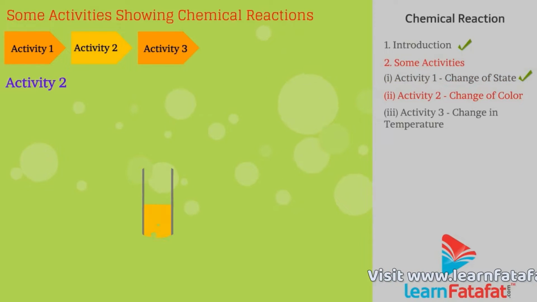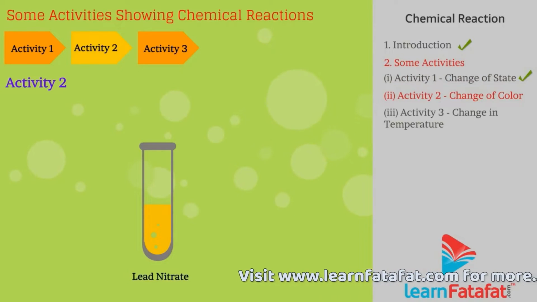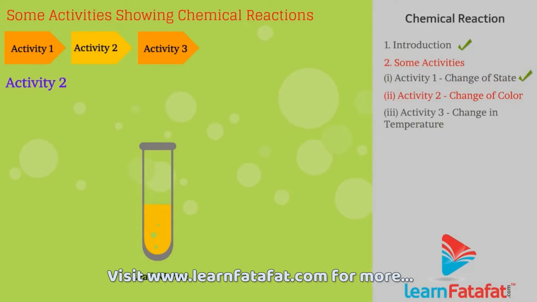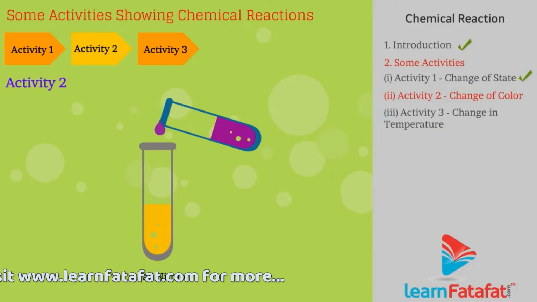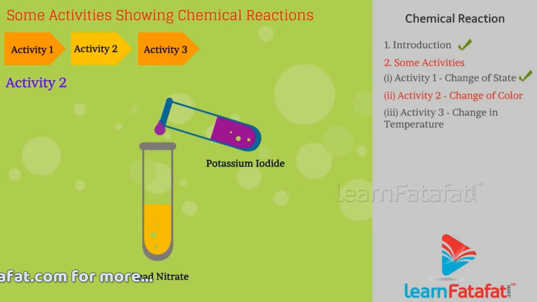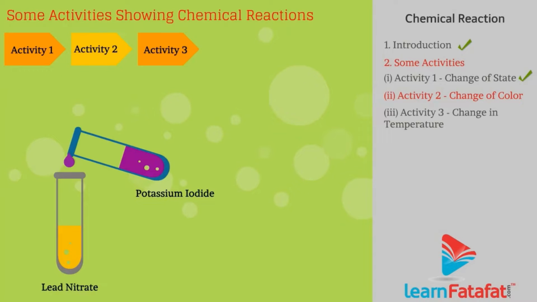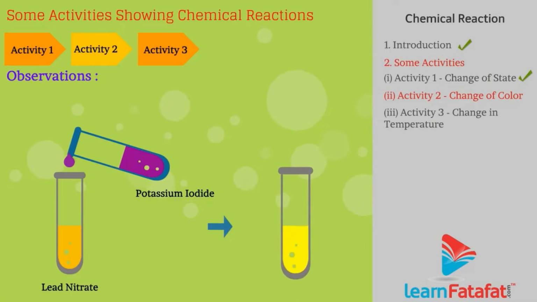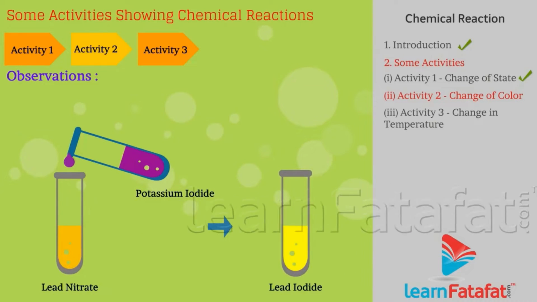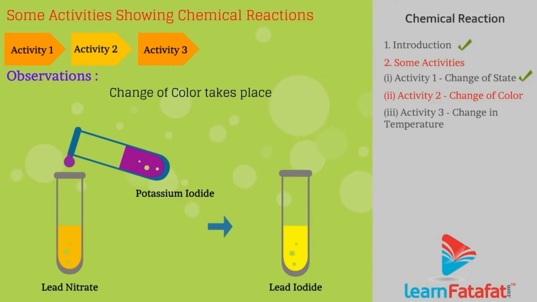Activity 2. Take lead nitrate solution. Add potassium iodide solution to the lead nitrate solution. Observation: after adding lead nitrate and potassium iodide, the solution changes to yellow color, that is, change in color. Therefore, it is a chemical reaction.